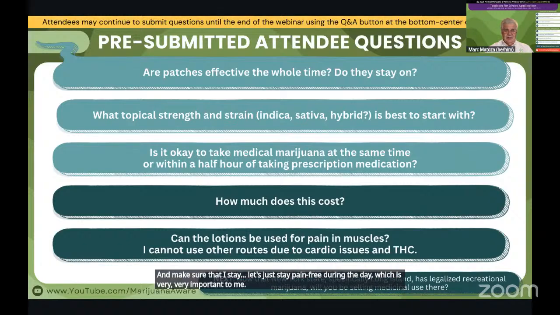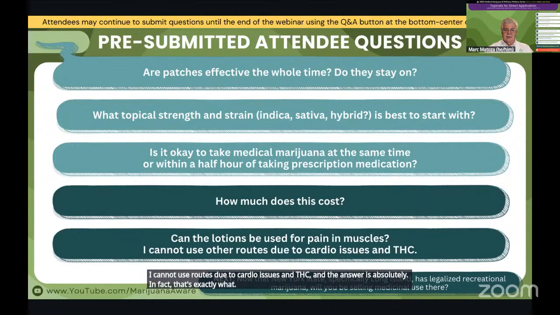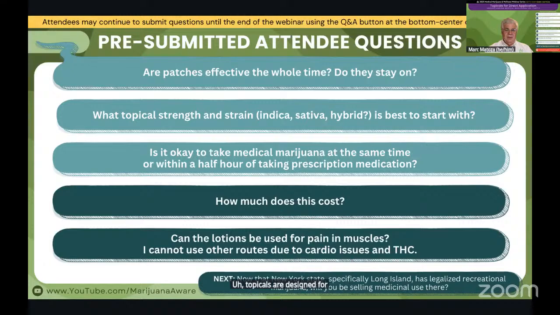Next question is, can lotions be used for pain in muscles? I cannot use other routes due to cardio issues and THC. And the answer is absolutely. In fact, that's exactly what topicals are designed for, is to really help with pain.